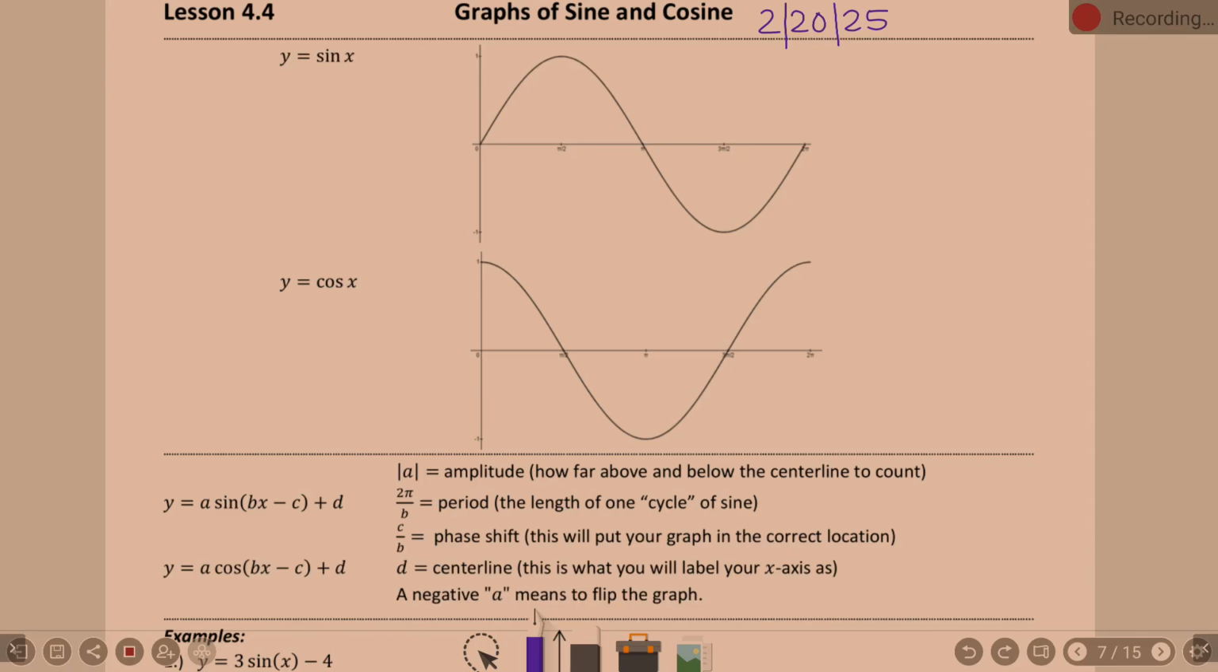Now, I show you the calculator just because I want you to see what sine and cosine look like. But to be honest, what we're doing is not about how to use a calculator. It's about how to graph these by hand. That's really what we're going to focus on. You can occasionally use the calculator to check yourself, but it's really going to be about how to graph these by hand.